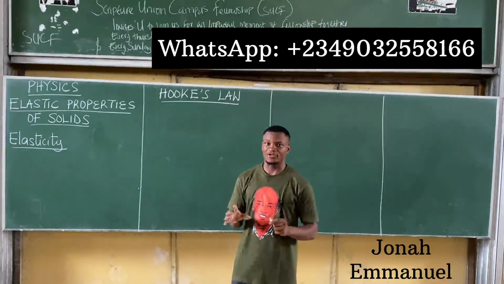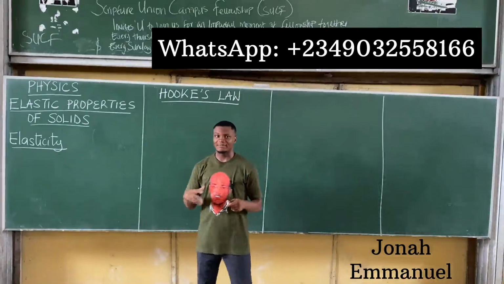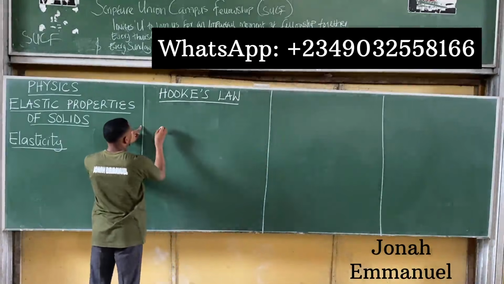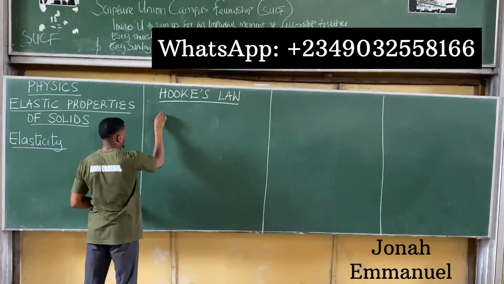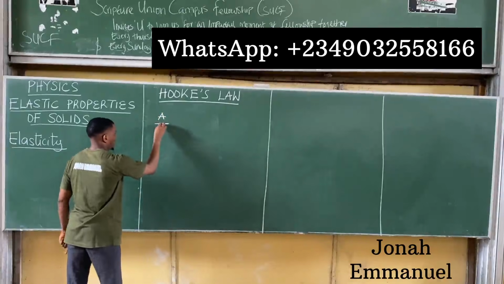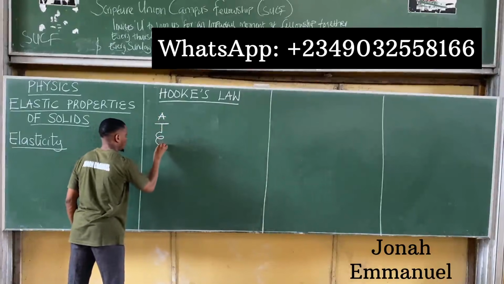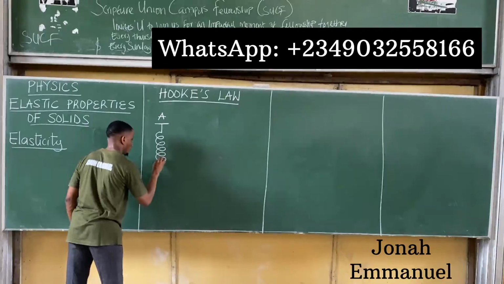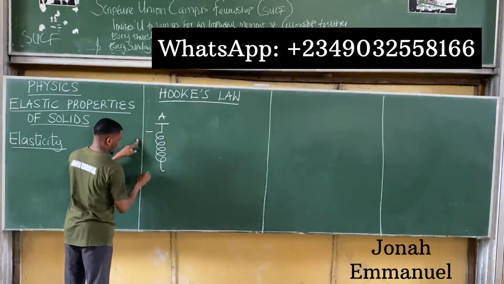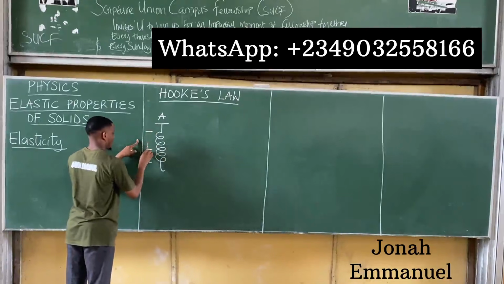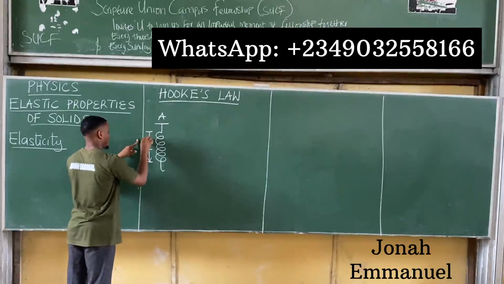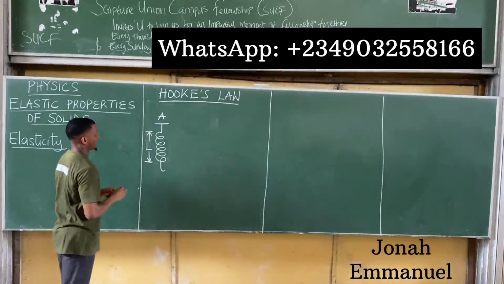Now, I'll explain this briefly using a diagram. Let's say I have an elastic material, let's say a spring. So let me say I have my first point, A, here. And I have a spring, something of this nature. From this point to this point, I'll call this L, where L means the length of the spring. That's L, the length of the spring.